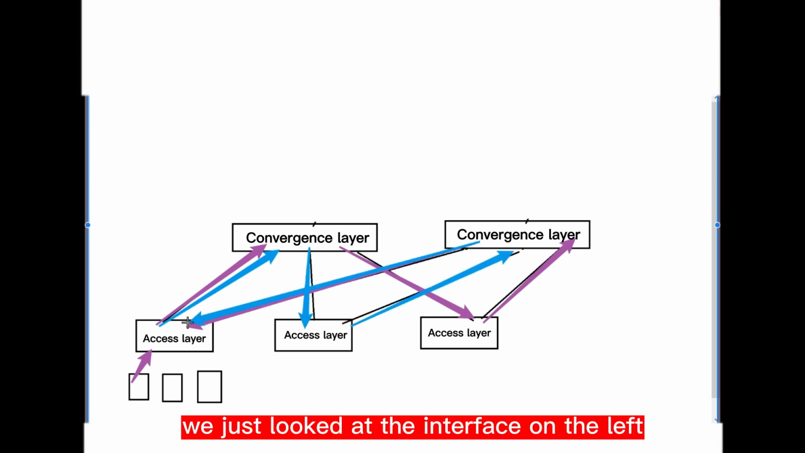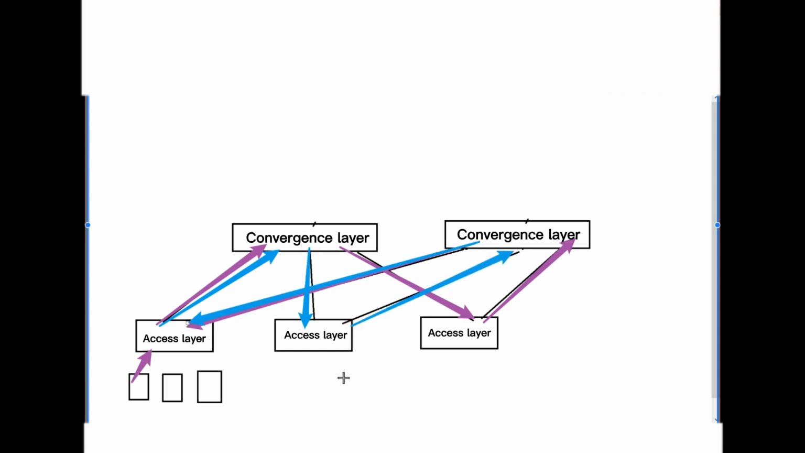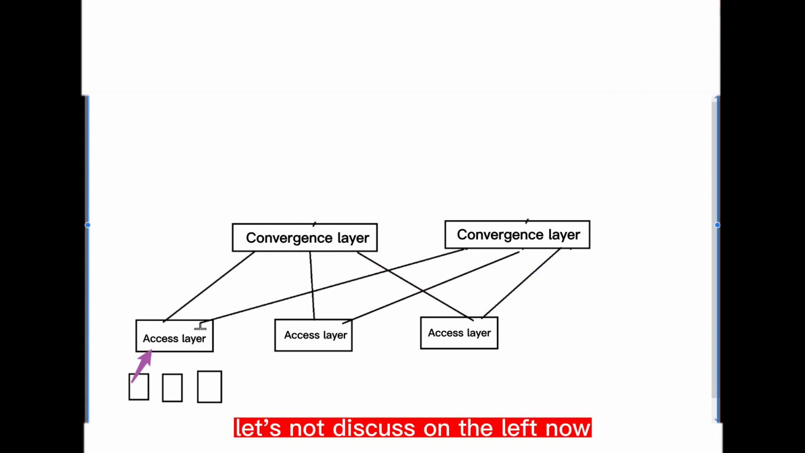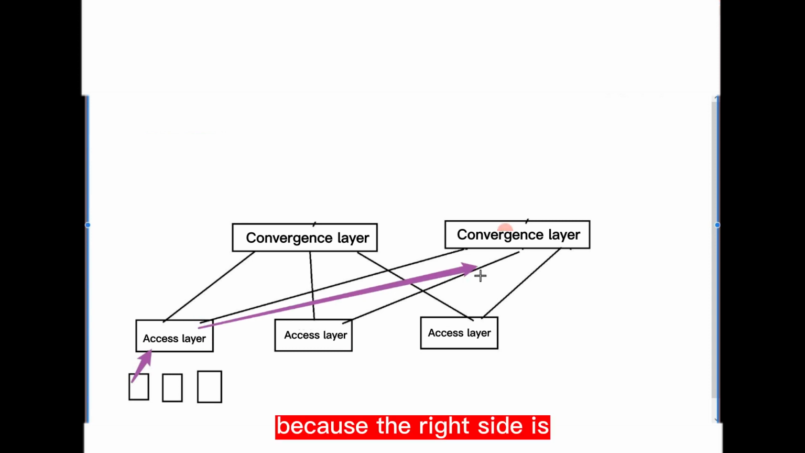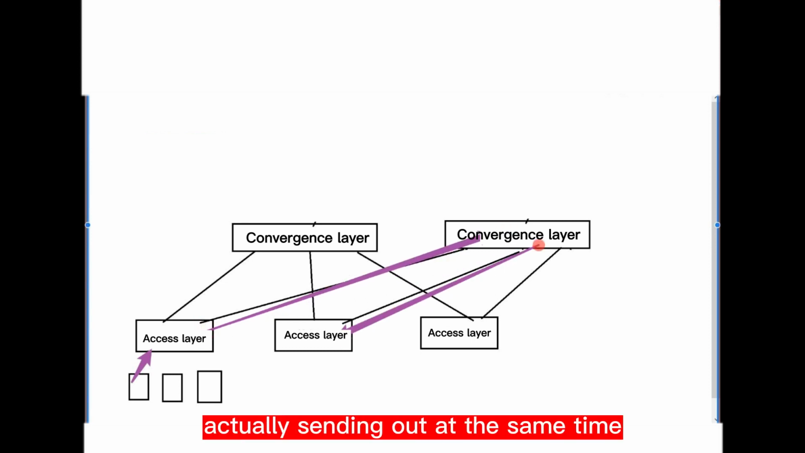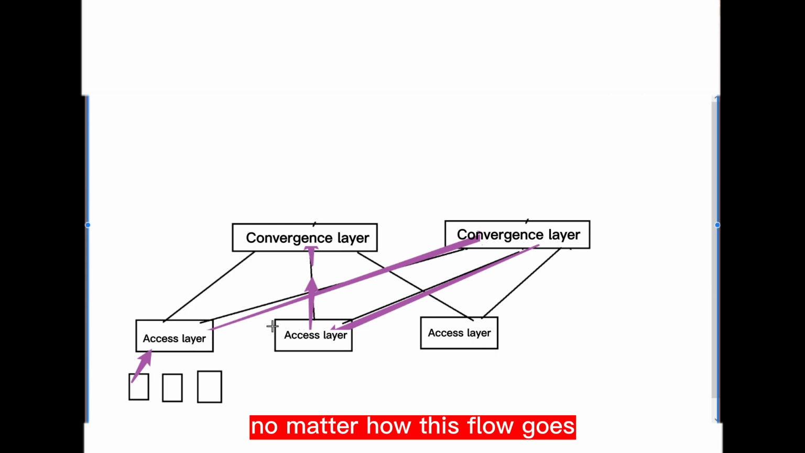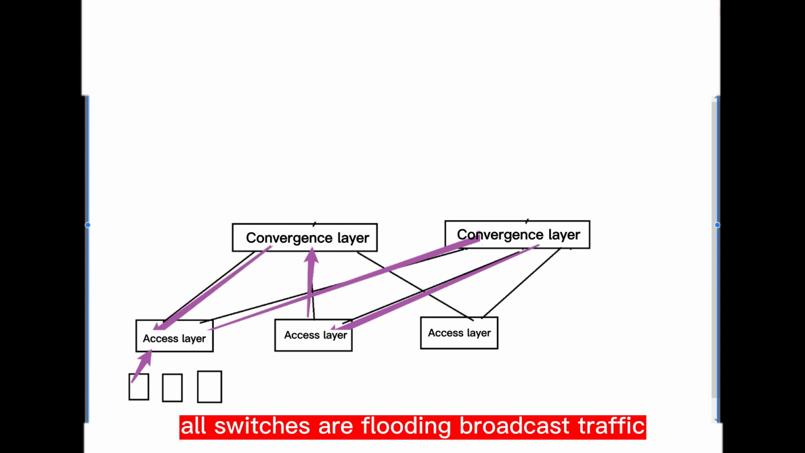We just looked at the interface on the left. Actually there are others, still from here, and it can still come back. No matter how you go, you will come back. Don't think it's covered, because they are not the same. Let's not discuss the left now, because the right side is actually sending out at the same time. No matter how this flow goes, all switches are flooding broadcast traffic.